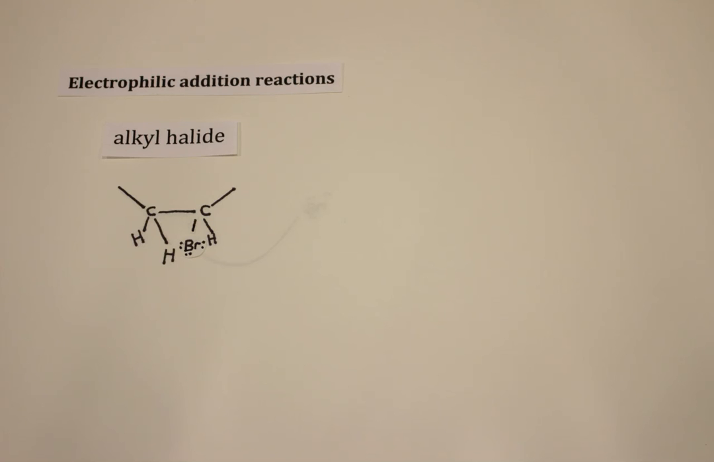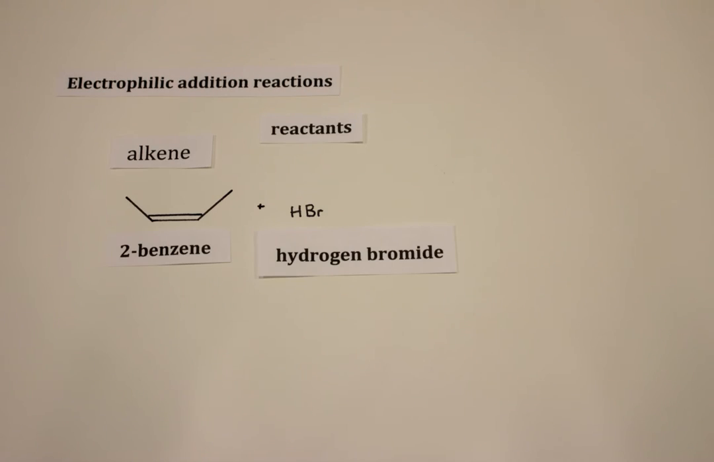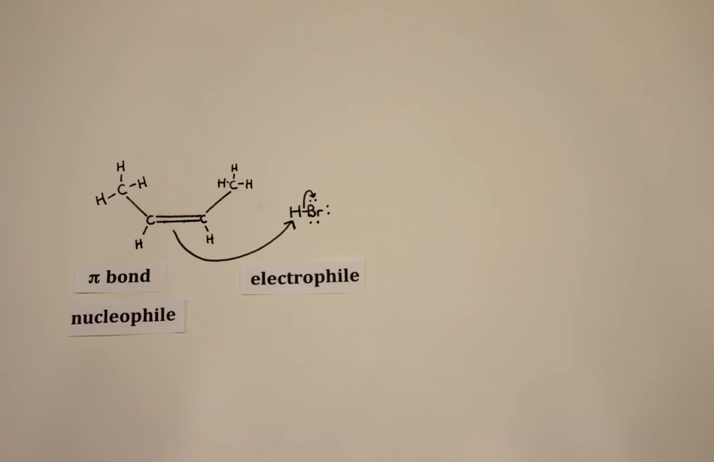Again, let's look at the reaction and watch a bit more of what's going on. With the reaction, electrophilic addition between the alkene 2-butene and hydrogen bromide, the double bond of the alkene acts as a nucleophile which grabs hydrogen. Hydrogen kicks its electrons to bromine because hydrogen acts as an electrophile.